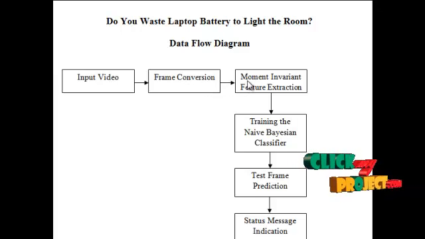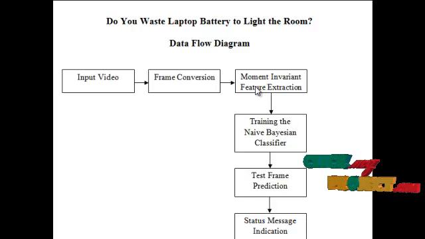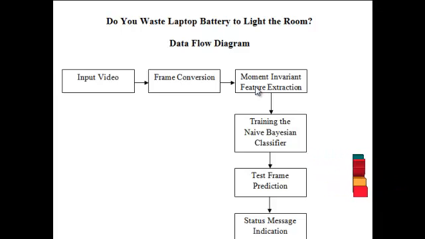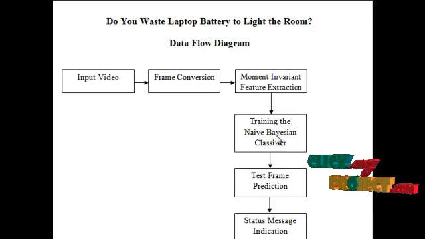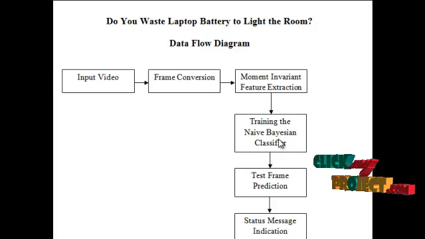Those frames must be given to the moment invariant feature extraction algorithm, which will provide you with the feature values for each frame. Using those feature values, you have to train a Bayesian classifier by providing the labels of the 4 states which have been discussed earlier.